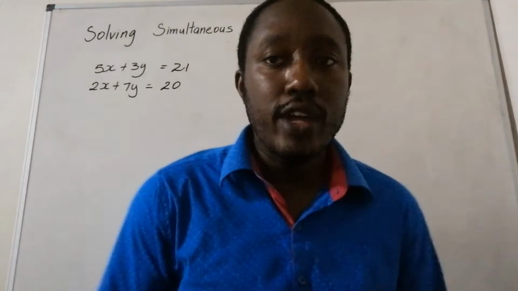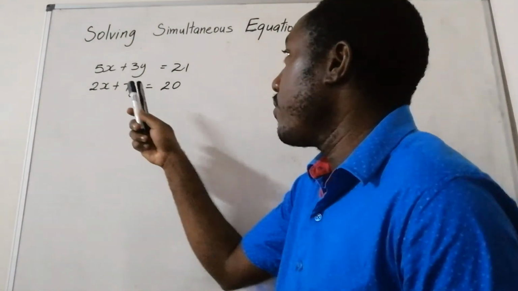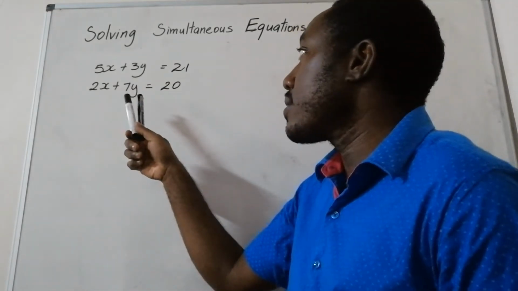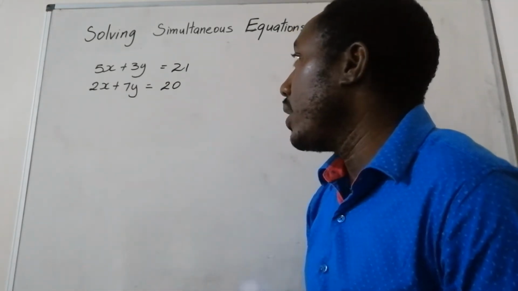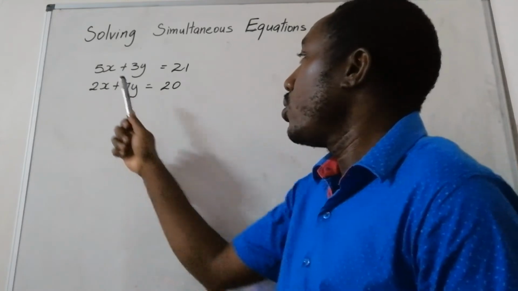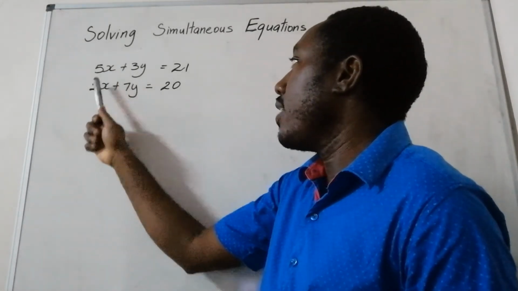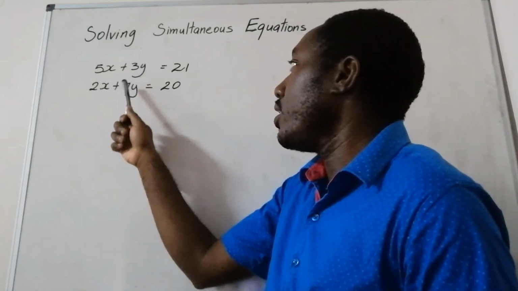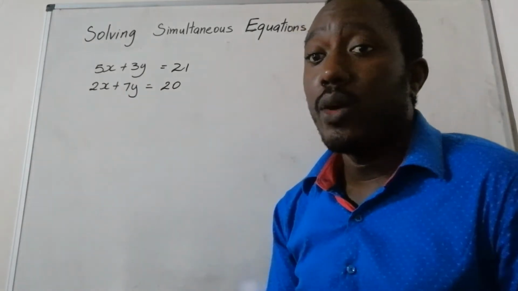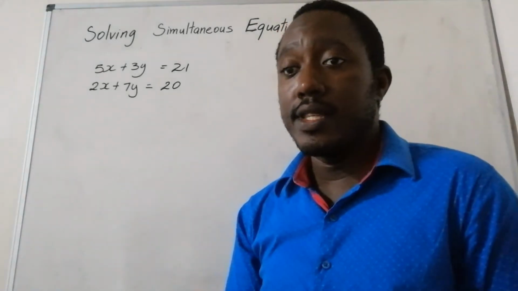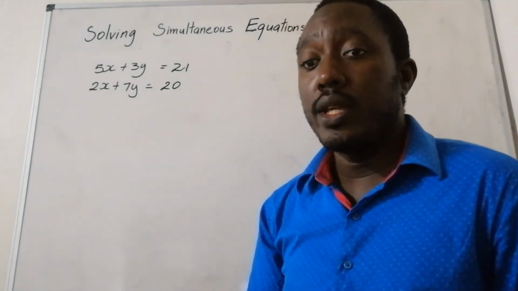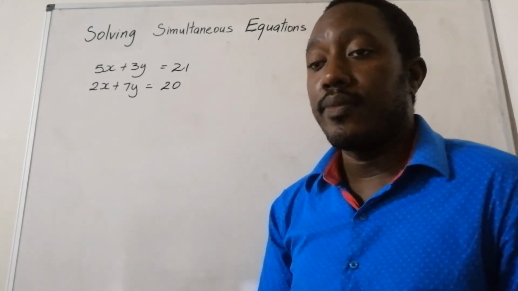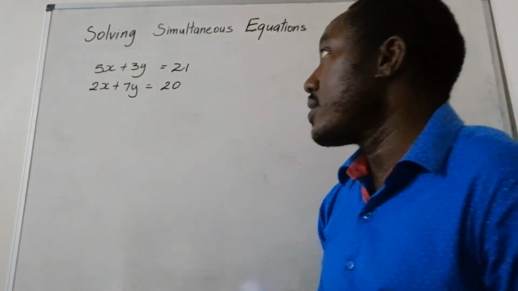Okay, let's try now another example where we have 5x plus 3y is equal to 21 and 2x plus 7y is equal to 20. Notice our coefficients of x are 5 and 2. Coefficients of y would be 3 and 7. Now our coefficients are not the same. So how do we do this? We have to make them the same. We must make them the same. So how do we make them the same?